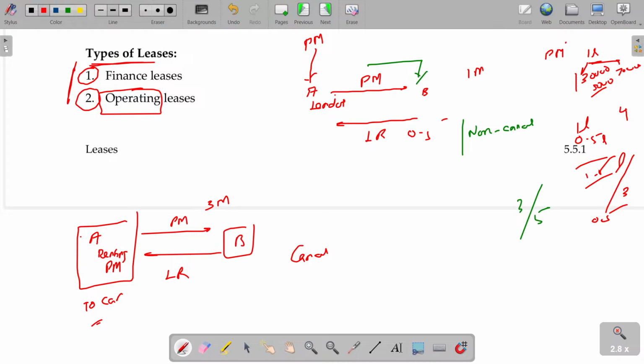Hope you will be able to understand the difference between finance lease and operating lease. Finance lease and operating lease. Clear?